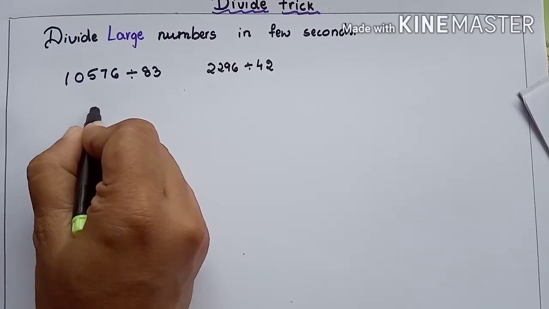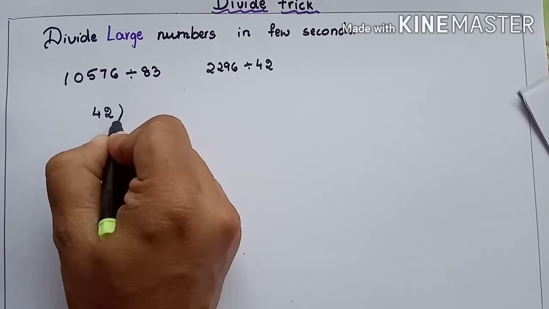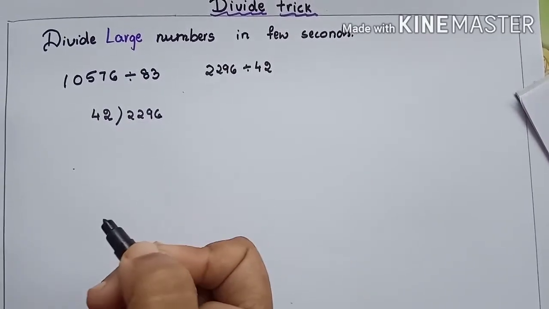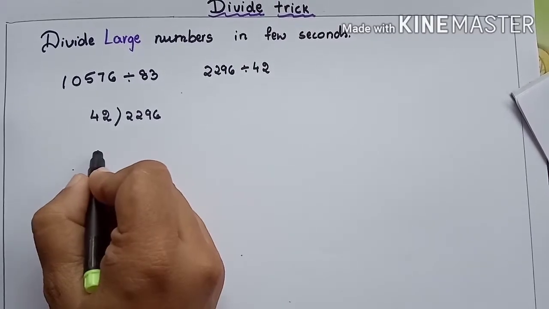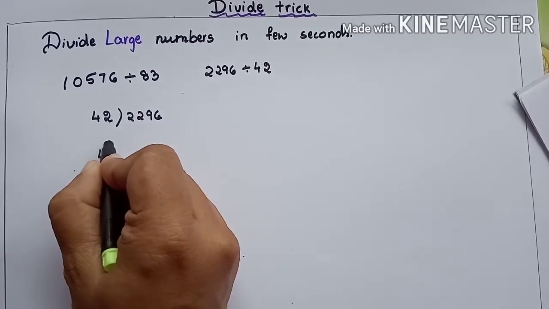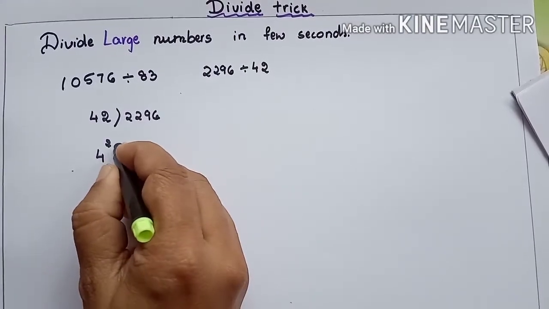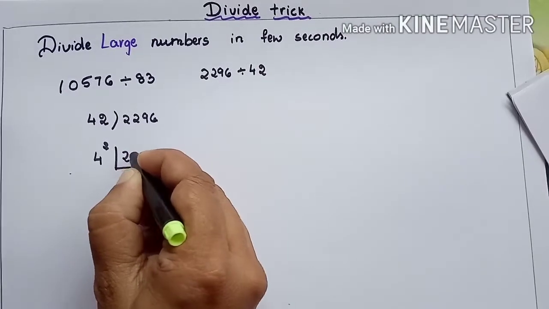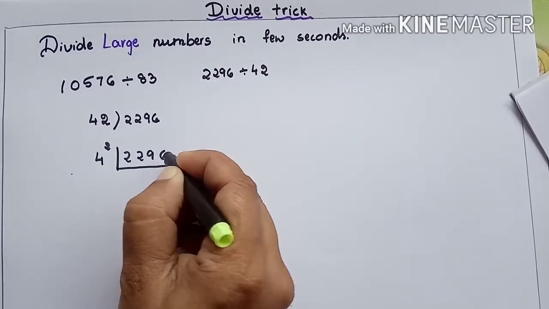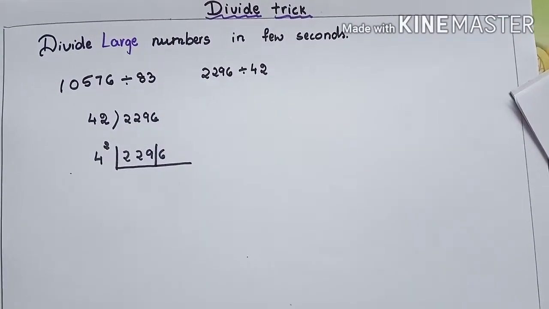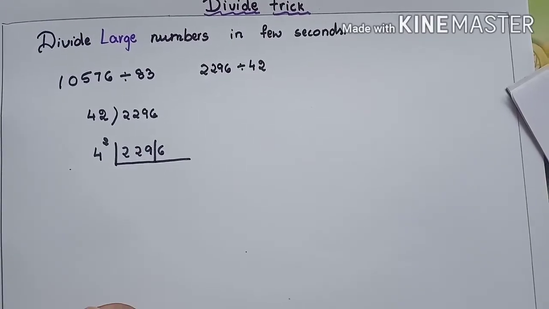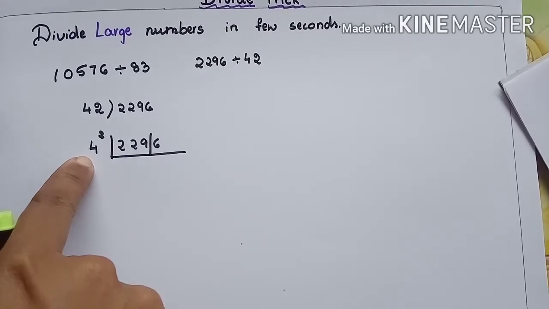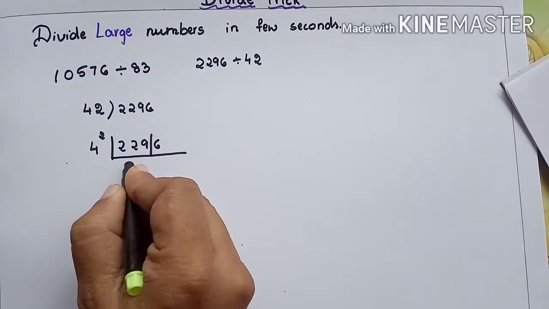Write down 42 divide 2296. The way in which I will write now is 4 below, 2 above 4, and 2296 within the bracket. Where the unit place 6 is, I will put a slash over there. Let me tell you later why I did so. Now let us divide 2296 by 4.